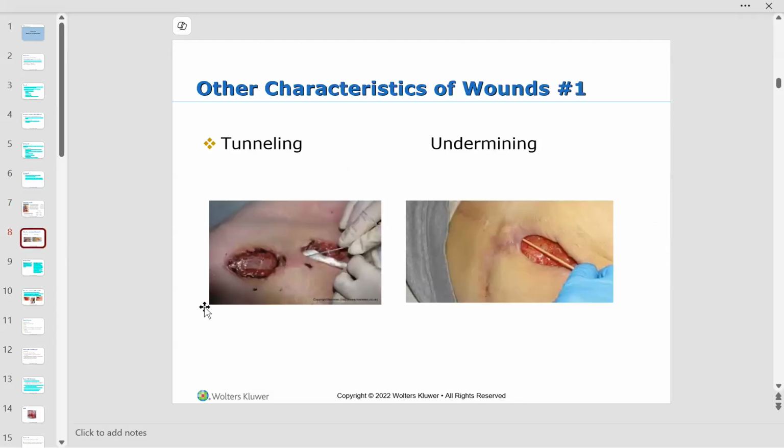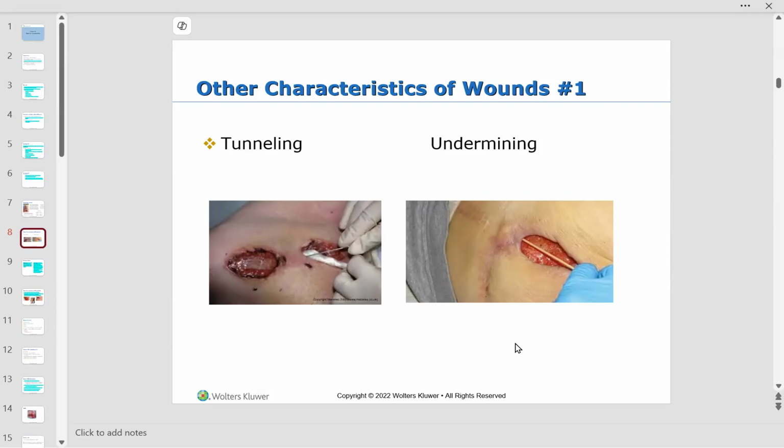Here are some examples of tunneling and undermining. With tunneling, it looks like two wounds, but when they put the cotton-tipped applicator in, look, it comes out there. It's really one big wound that's tunneled, okay? And then undermining, when you take your cotton-tipped applicator and place it under the edges of the wound, it shouldn't disappear. When it does like this, you can't even see the cotton tip.